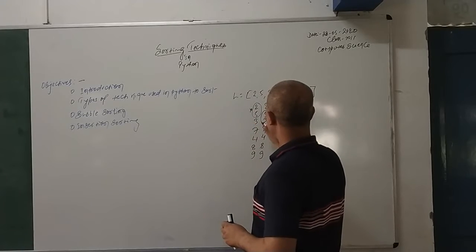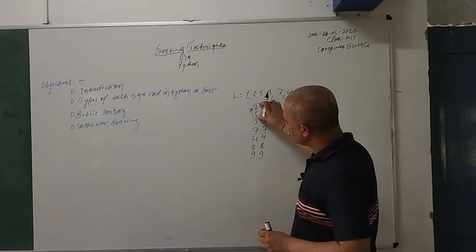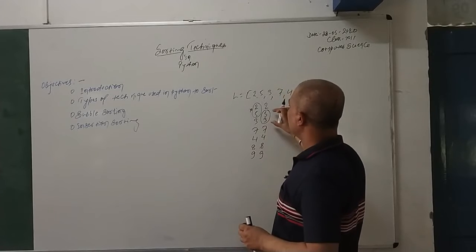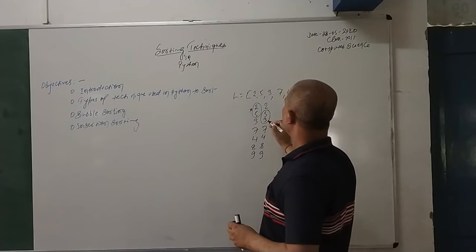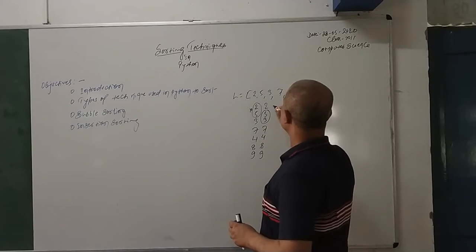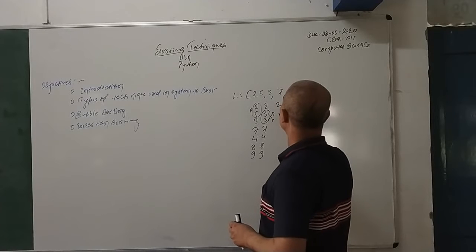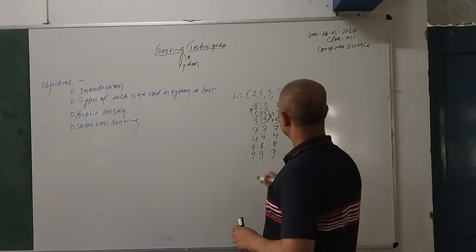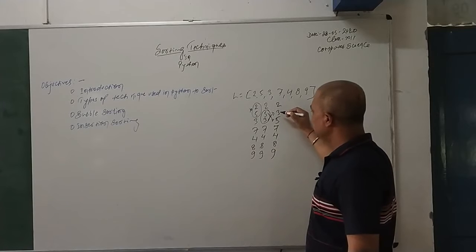Come to 5, 3. In the first case, the first two consecutive elements were taken. In the second step, we are taking the second and third elements. Here you can see it's not in order, so 3 will go this side and 5 will come this side. So 2, 3 and then 5, then again 7, 4, 8, 9. Sorting takes place, as you can see here: 2, then 3, then 5.